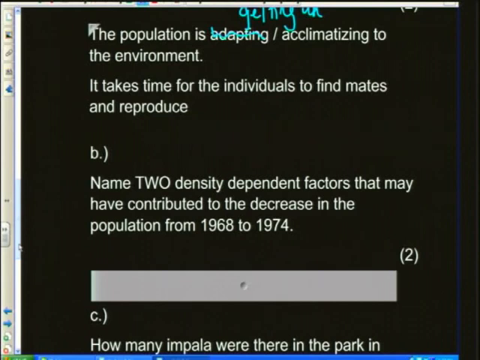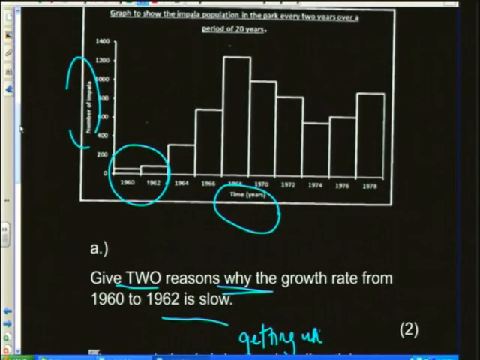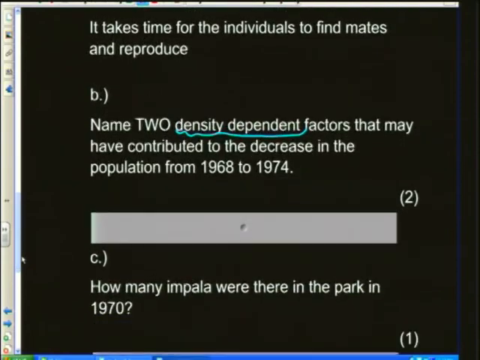Name 2 density-dependent factors. Density dependent. That means those factors that are dependent on the size of the population that may have contributed to the decrease in the population from 1968 to 1974. 1968 there, and all of a sudden it's coming down to 1974. There's something that has caused it. But they want density dependent ones, those that are dependent on the size of the population.